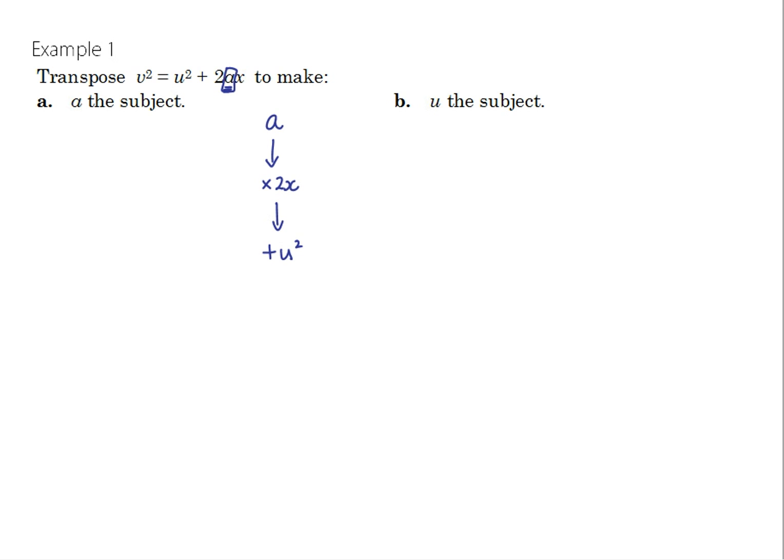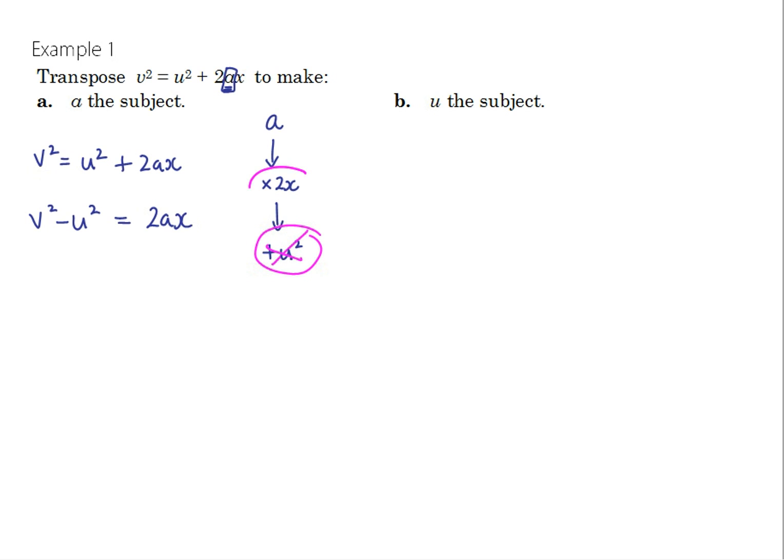The first thing we need to do, so I'm just going to write out my formula here, v squared is equal to u squared plus 2ax. The first thing we need to undo is adding u squared. The opposite of adding u squared is to subtract u squared. So we want to subtract u squared from both sides of our equation. We're going to get v squared minus u squared on the left-hand side, and subtracting u squared from the right-hand side will get rid of it. And so we've undone that.